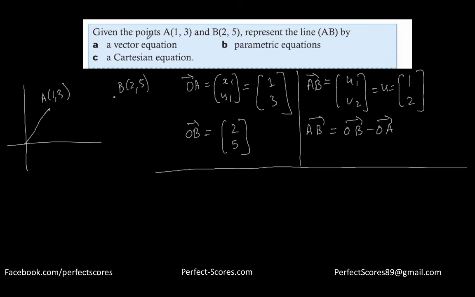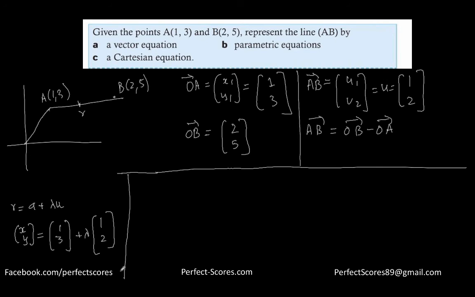Now the question is asking to calculate the vector equation. So let's suppose there's a vector R that is going to be equal to A plus lambda U. That is the vector equation, A plus lambda U, right? R is just going to be any x or y value, and A is going to be equal to (1, 3), and this is going to be lambda, and U is going to be equal to (1, 2). So this is the vector equation.